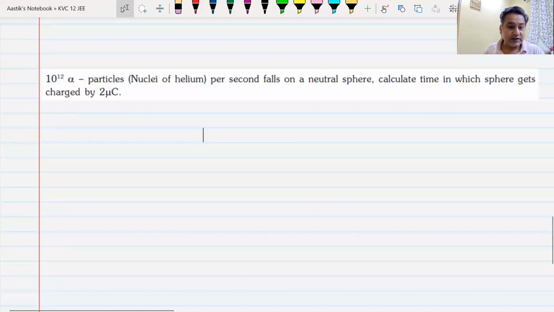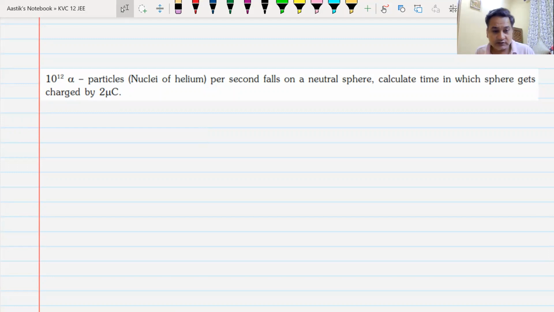So this is the first question. 10 raised to the power 12 alpha particles, which is helium nucleus, per second falls on a neutral sphere. Calculate the time in which the sphere gets charged by 2 microcoulombs. Questions of this nature are coming in exam these days, and that is why we are doing them.